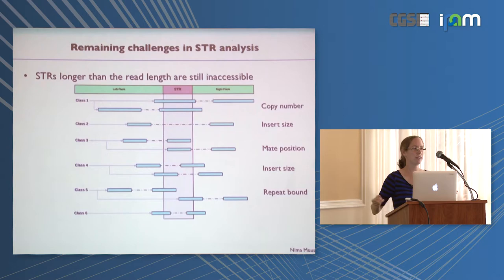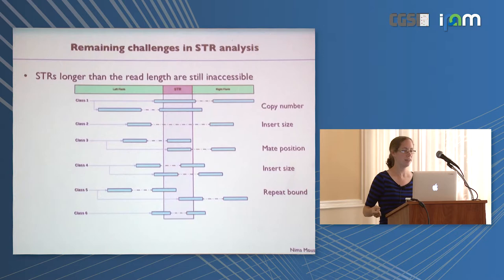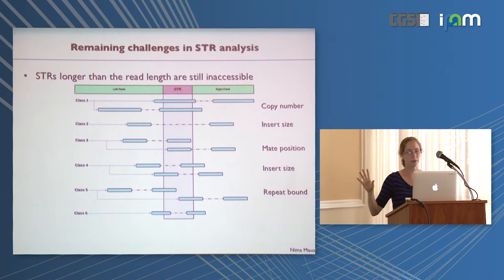We can also think about other types of information we might extract from paired-end reads, such as in class two, where maybe the insert size is informative, or in what we call class three, where one mate is completely inside the repeat and one is outside the repeat. Both the copy number of those reads and the distance of the mate from the repeat can be informative. I won't go through all of these. I just want to make the point that there are sources of information in paired-end reads that we're not yet fully exploiting, that can be used to get at repeat lengths longer than the sequencing read length.